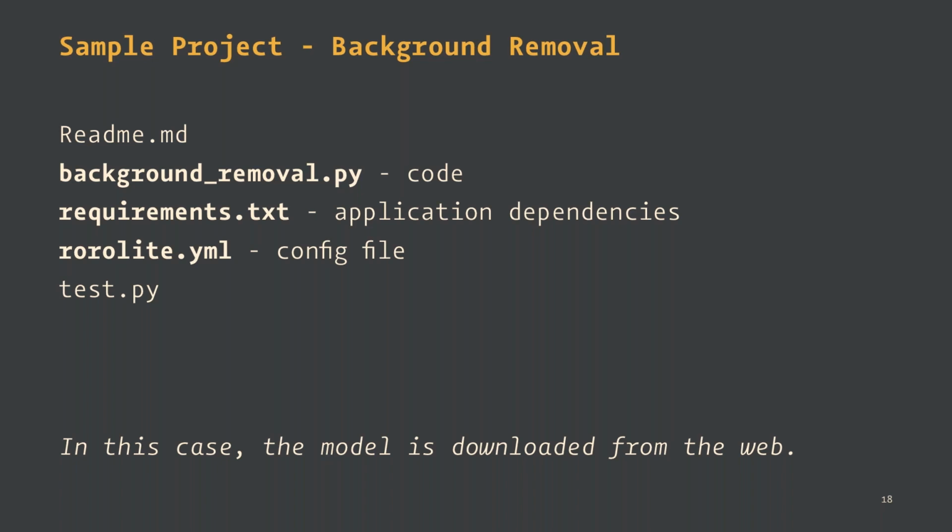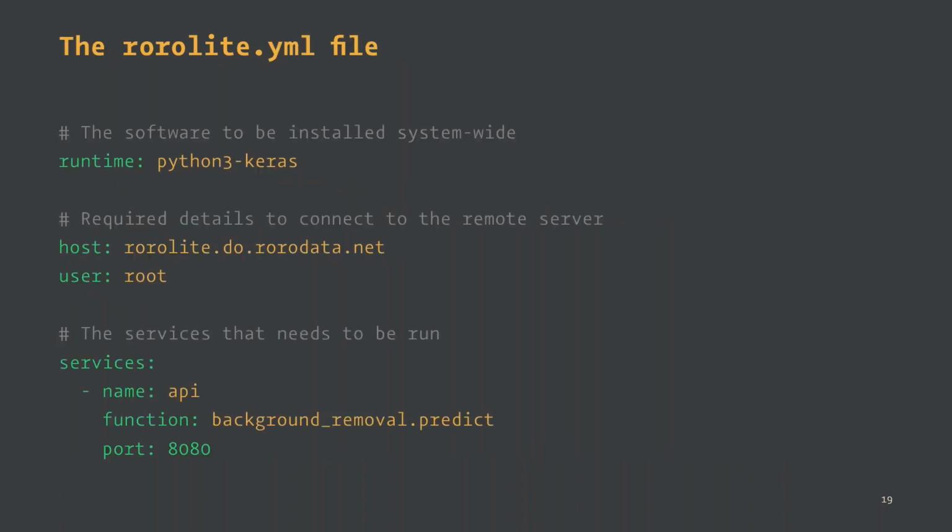And then there's a rorolite.yml. It's a config file that specifies everything about what needs to go into the server. In this particular case, I don't have any training because I'm using a model downloaded from the web. Let me look at what goes into rorolite.yml.